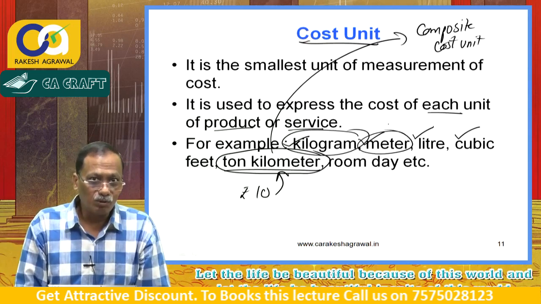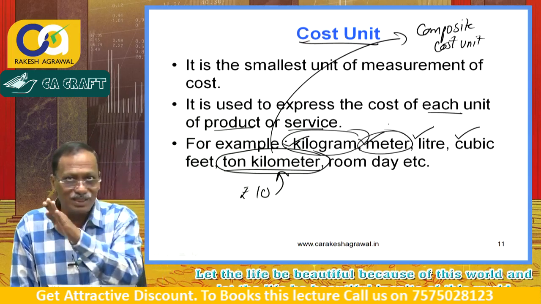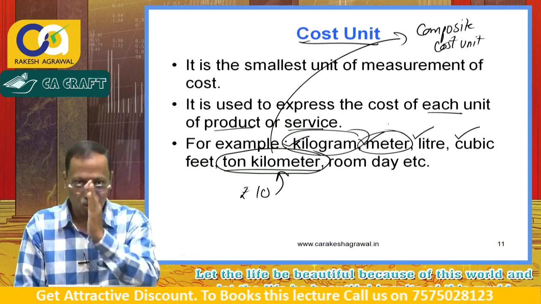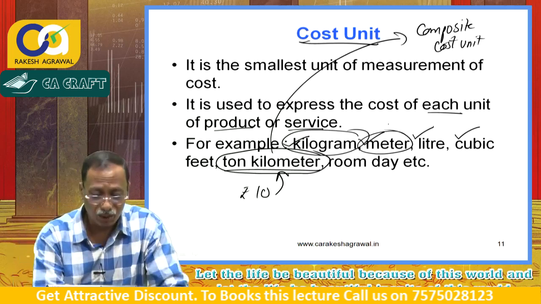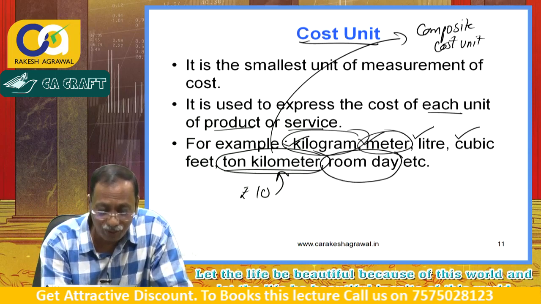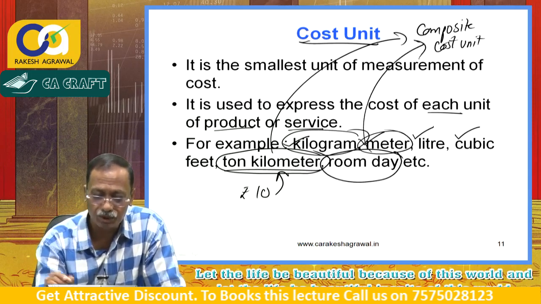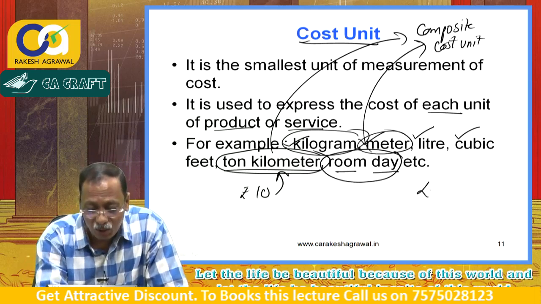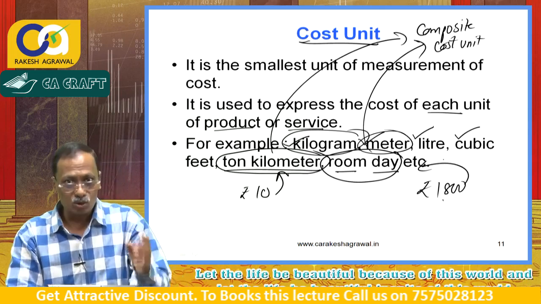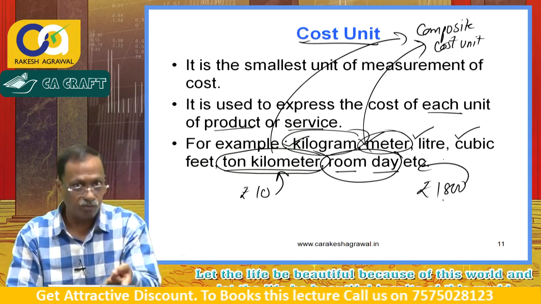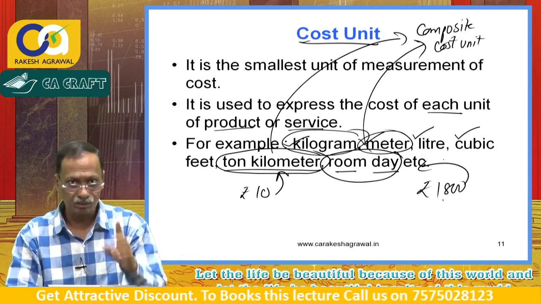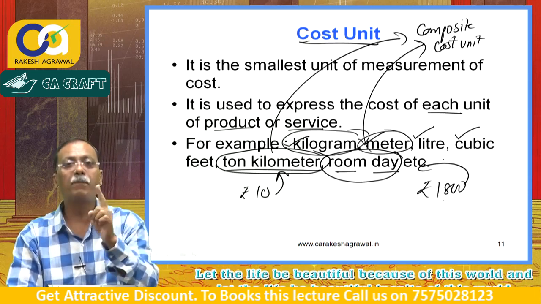In passenger transport, we used to calculate cost per passenger kilometer, that is cost per passenger per kilometer. In the hotel industry, we used to use room day. Room day is another example of a composite cost unit. It's per room per day. If I say the cost is rupees 1,800 per room day, it means if the guest occupies the room for 1 day, then the cost to me is 1,800. That is 1,800 per room per day.